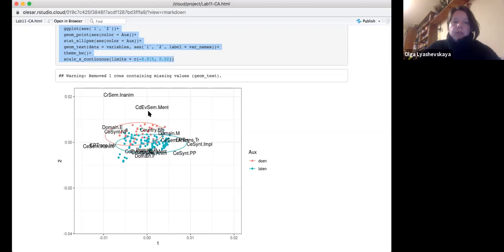There are two main techniques for interpreting this plot. First, we look at the right and left subplanes, because this is the first dimension, where the explained variance is larger than in the second dimension. So here we try to figure out which variables are distributed in the two different subplanes. Then we do the same thing with the upper and bottom subplanes, also trying to figure out how these features compare to each other.